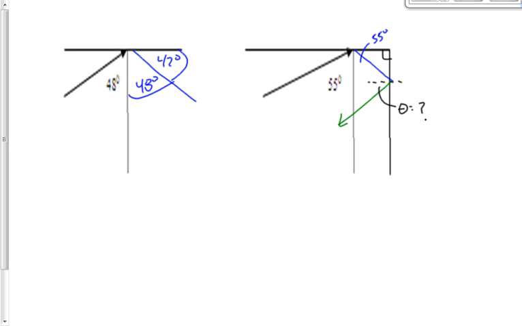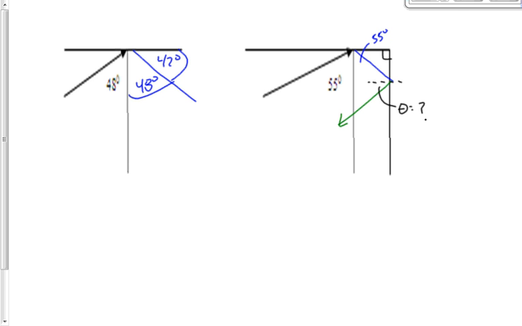Yeah. 55, good guess. Another one? 35. Okay. 90 minus 55 is 35, so that might work for us. Let's take a look at it.